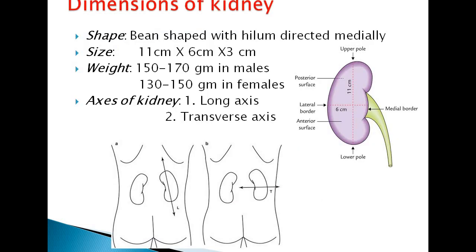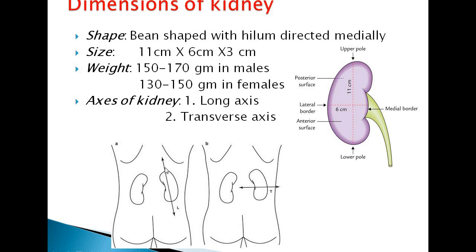Then we will see the dimensions of the kidney. Each kidney is a bean-shaped organ with the hilum directed medially. It is 11 cm in length, 6 cm in breadth and 3 cm in thickness. It weighs about 150 to 170 gram in males and 130 to 150 gram in females. The long axis of the kidney is directed obliquely, downward and laterally.